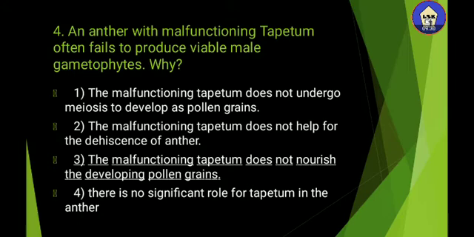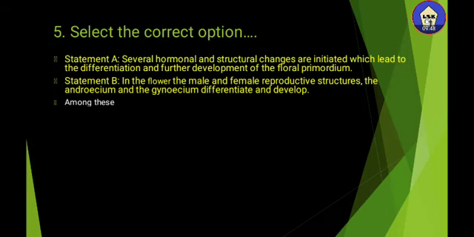So option 2 is wrong, and option 1 says the malfunctioning tapetum does not undergo meiosis to develop pollen grains. That is true, the tapetal cells do not undergo meiosis, but this is not the right answer because pollen grains are not produced from the tapetal cells. So definitely the answer is option 3. Option 3 is the right answer.